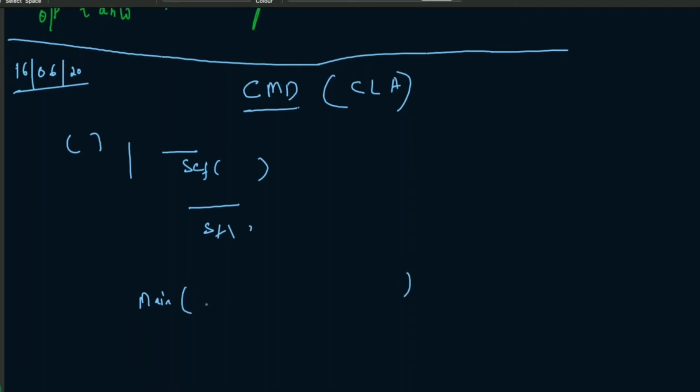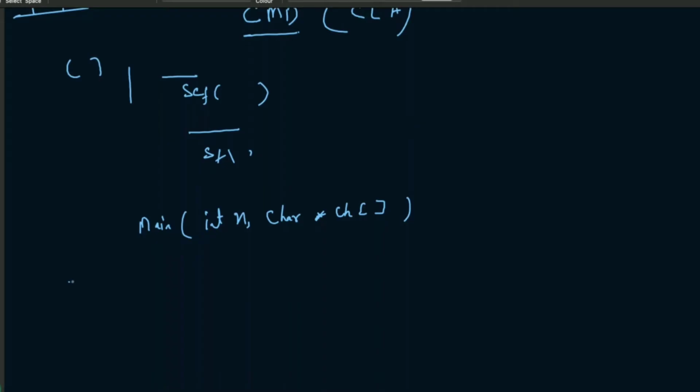In that main method I have two parameters, right? One is int n, the other one is a character type star ch array. I will tell you why this character type is given, and how this is executed after you compile this, guys.